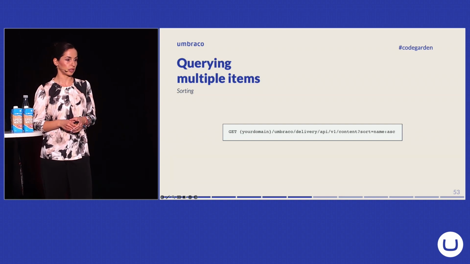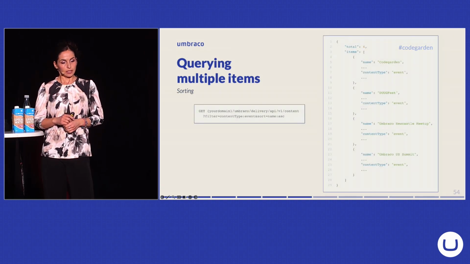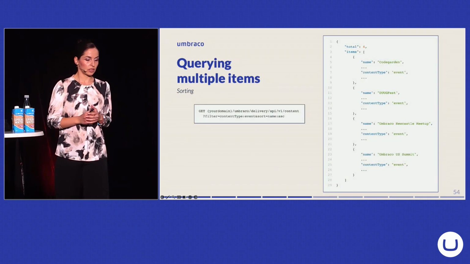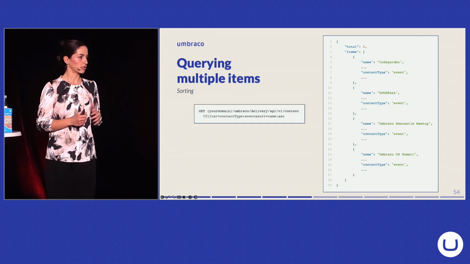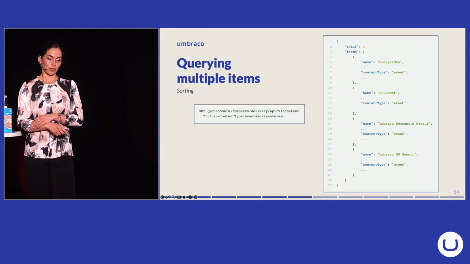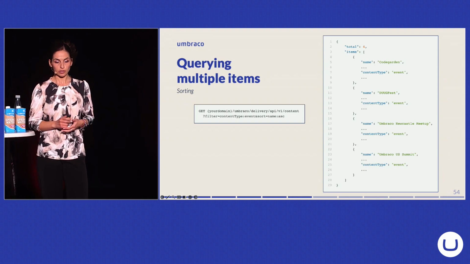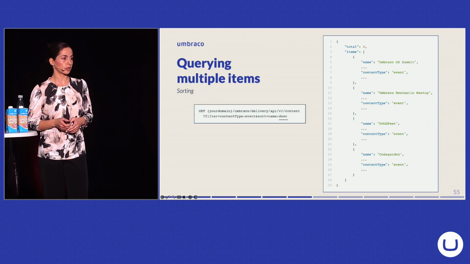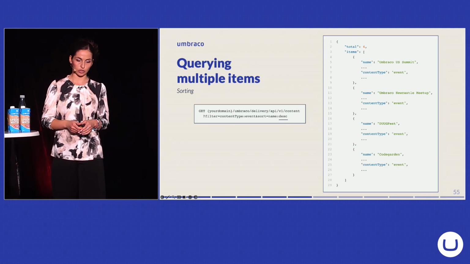So let's see what sorting by name looks like. It's very straightforward. Let's use the content type filter so we can get only our events. So this is our events sorted in an alphabetical order. And if we want to reverse the order, we're going to use the descending option.